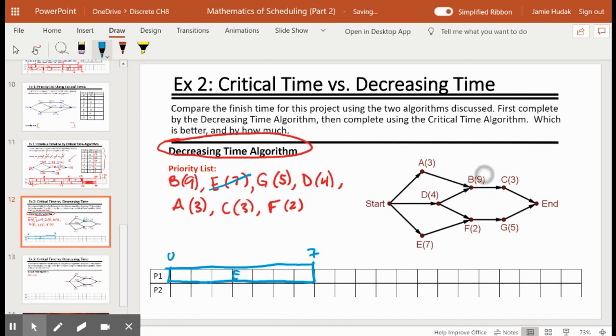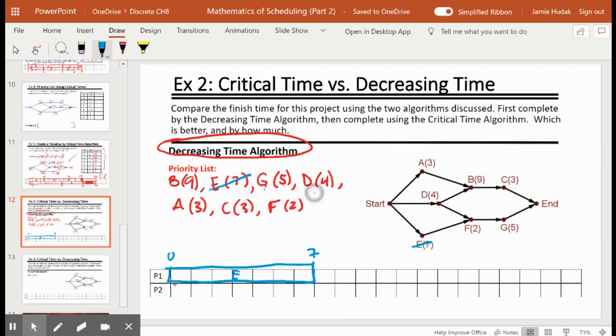And task E has been scheduled. We go back and we say, can we do B yet? No, B is waiting on A and D. So we skip B. We've done E already. We look at G. Can I schedule G? And the answer is no, it's waiting for F.